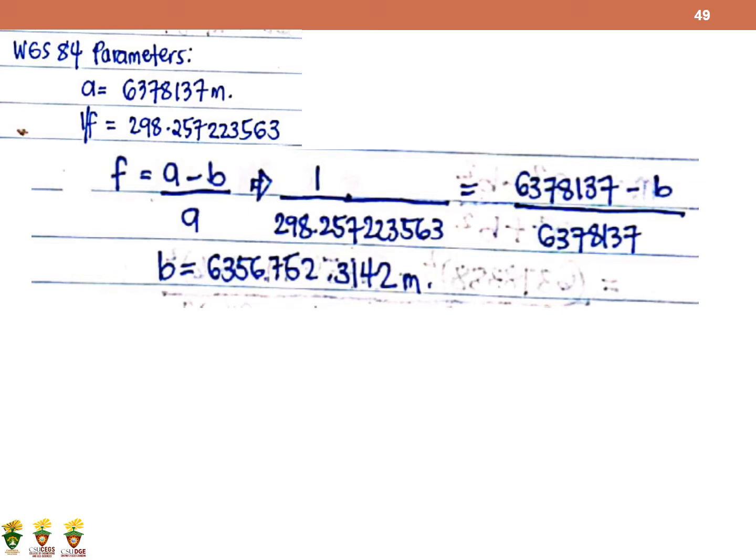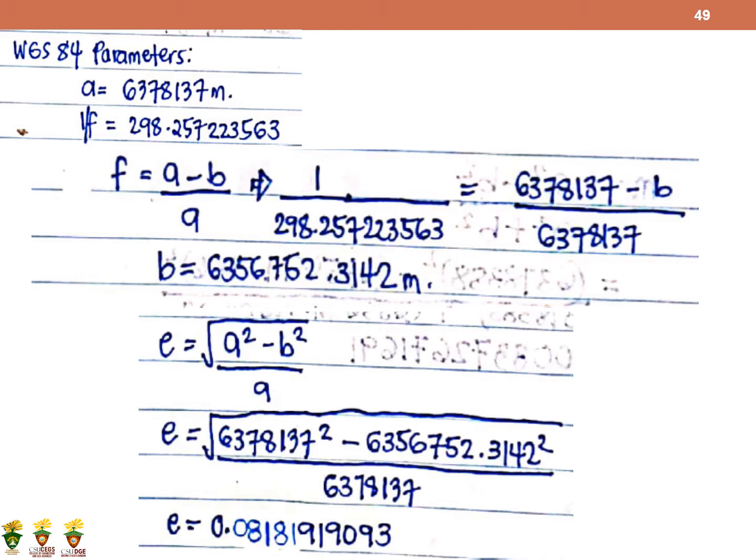Since we have the flattening, substitute the given variables: flattening 1/298.257223563 and semi-major axis 6378137. So we can now have the value of b, which is 6356752.3142 meters. Next is to get the eccentricity. The formula for eccentricity is the square root of a squared minus b squared all over a. So substituting the values, we can have the eccentricity to be 0.081821919093.